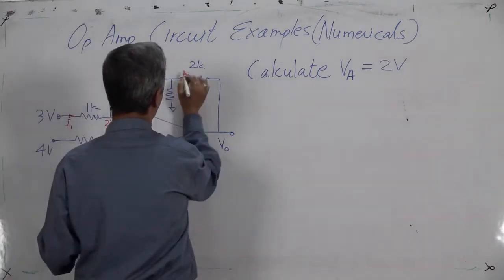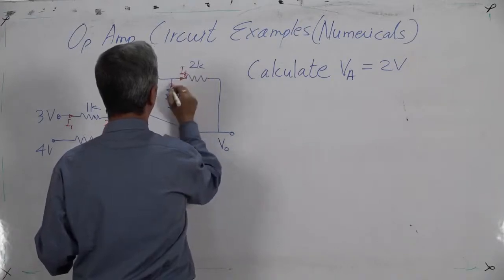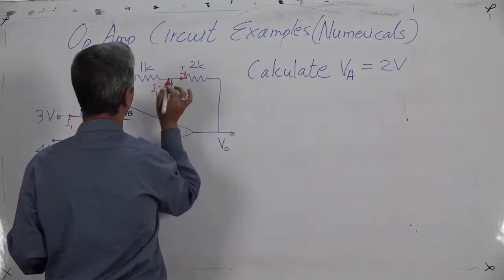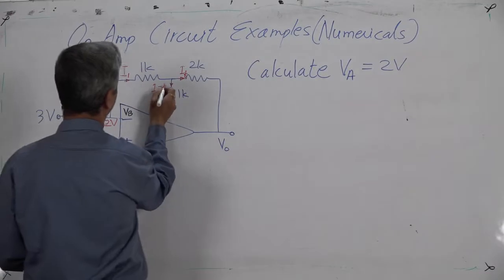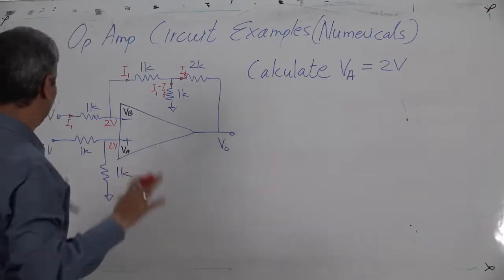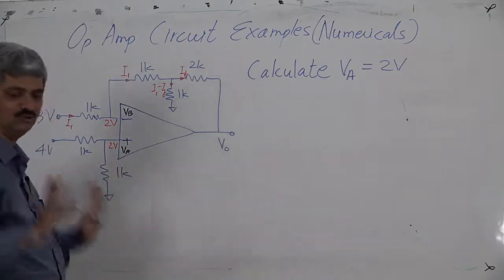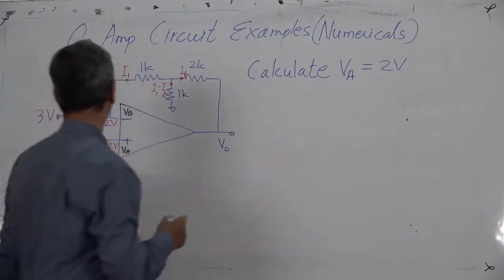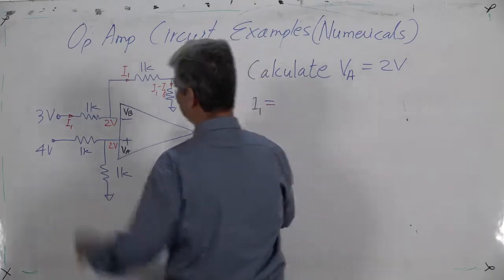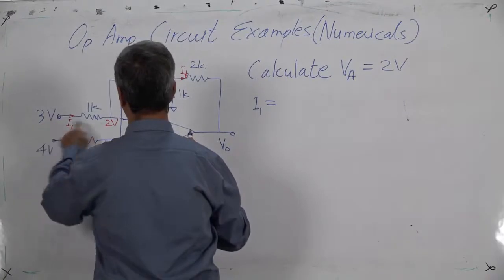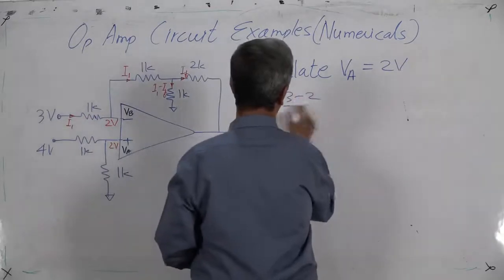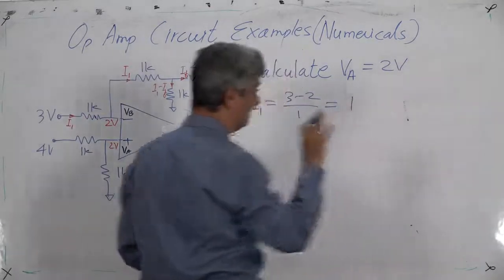Then this I call IF, and this would be I1 minus IF. Now the op-amp is not there, we are just solving a general high school level algebra numerical. So we just write, what is I1? I1 is equal to 3 minus 2 upon 1. So I1 is equal to 1, everything in milliamperes.